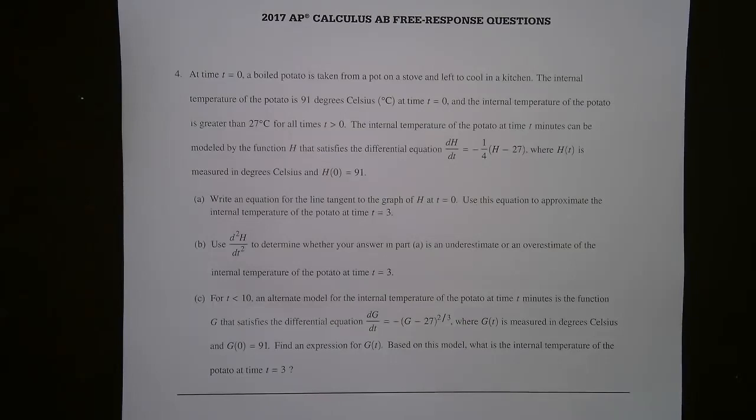Where g of t is measured in degrees Celsius and g of 0 is equal to 91, find an expression for g of t based on this model for the internal temperature of the potato at time t equals 3. So this is a differential equation, and we need to figure out what g of t is. This is going to be a separation of variables. All right, so let's go ahead and do that. I'm going to grab my paper and we'll work that one.